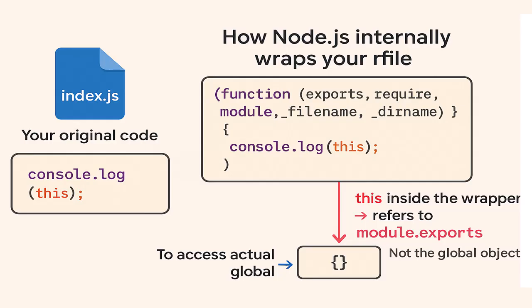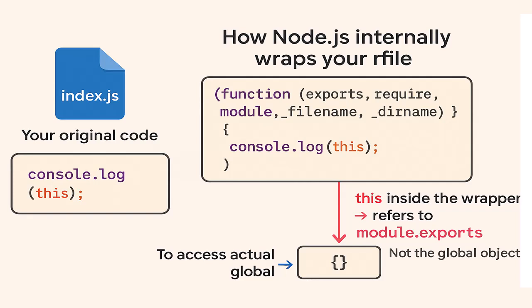In Node.js, every file is treated as its own module. This means when your code runs, it's not actually in the global scope. Behind the scenes, Node wraps your file in something like this. So even though it feels like you are writing top level code, you are really inside a function. And inside functions, this behaves differently. It doesn't point to the global object.